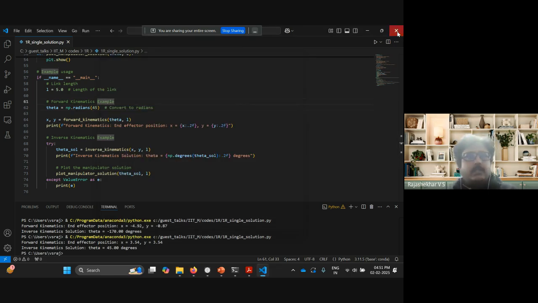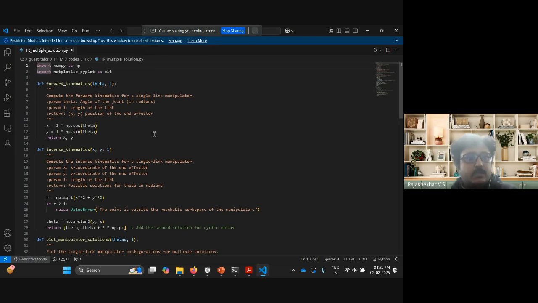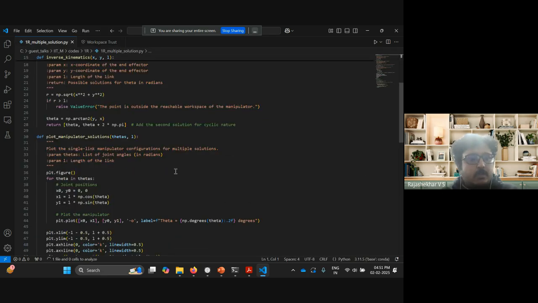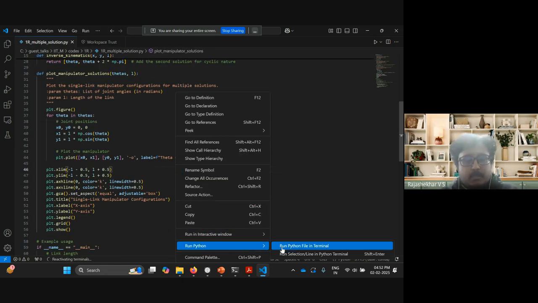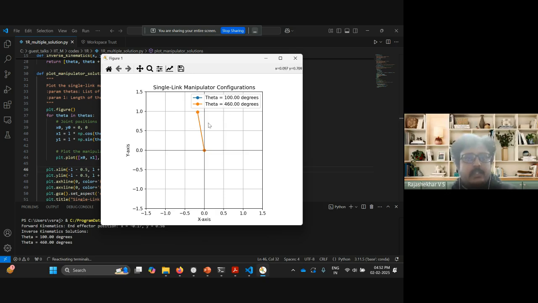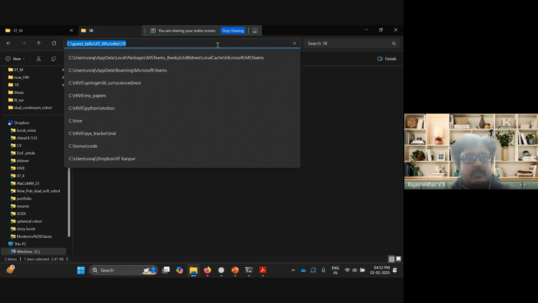So this is for the single solution, and for multiple solutions, it can be either this. It could be either 100 degrees or 460 degrees. So these are the multiple solutions which we get, plotted one on top of each other.